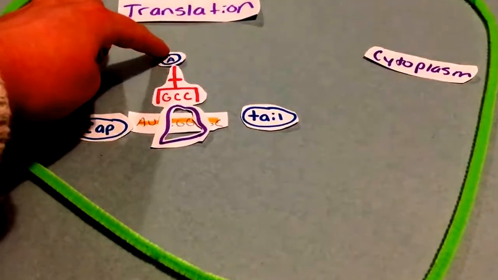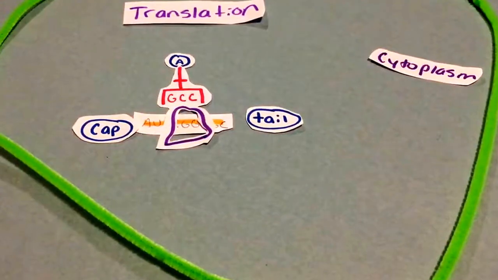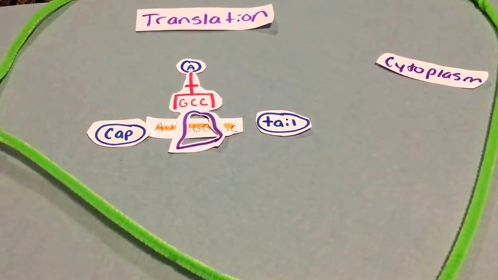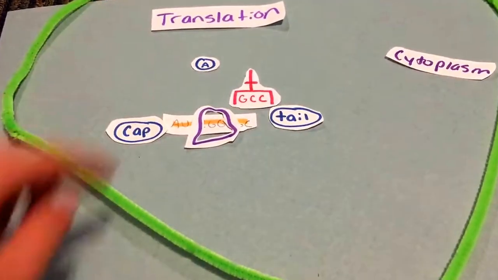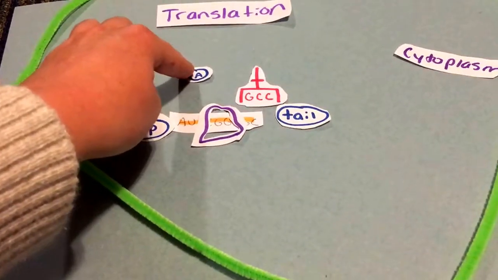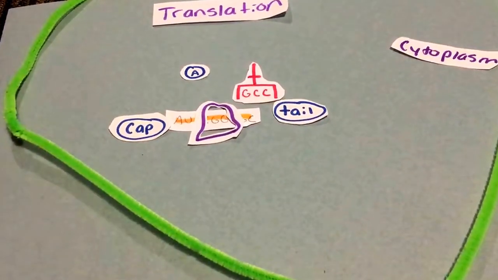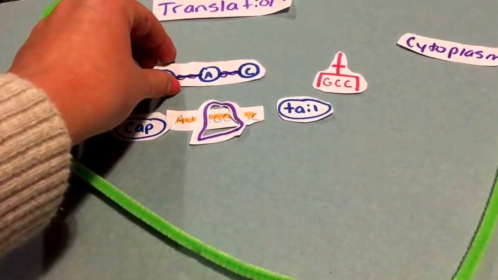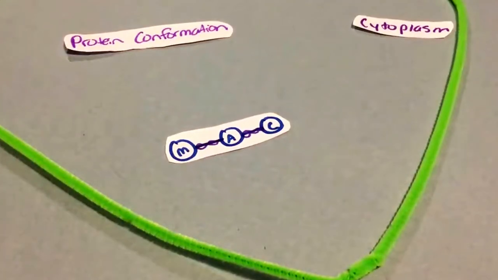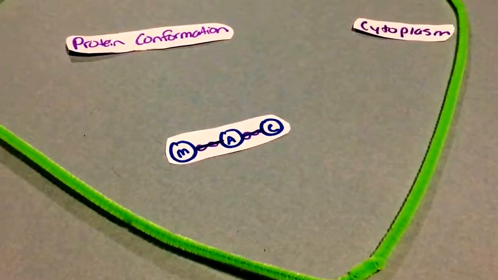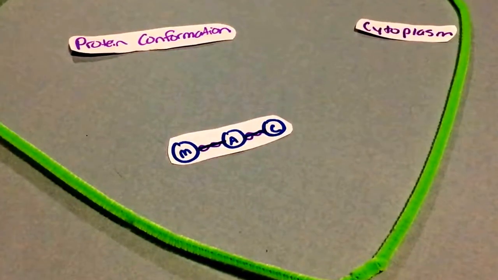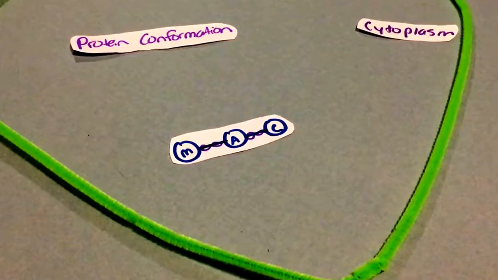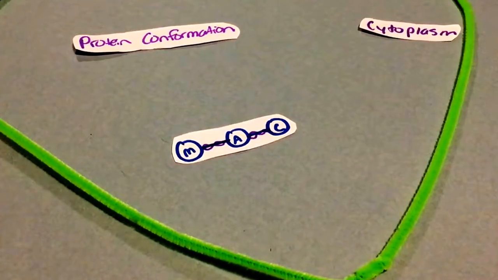tRNA transfers amino acids. Once tRNA is done translating the 3 codons, it moves on with a new amino acid. The amino acid stays behind and eventually connects itself with the other amino acids with peptide bonds to make a polypeptide. I'm finally one step closer to being able to leave the cytoplasm, but first my polypeptide, aka protein, must go through the important step of protein conformation.